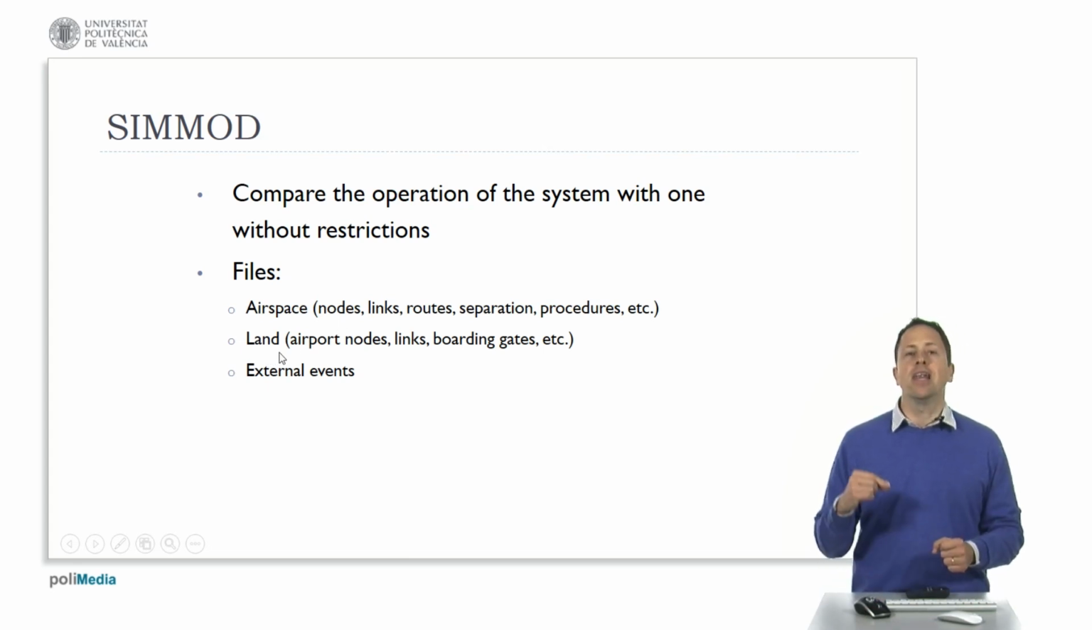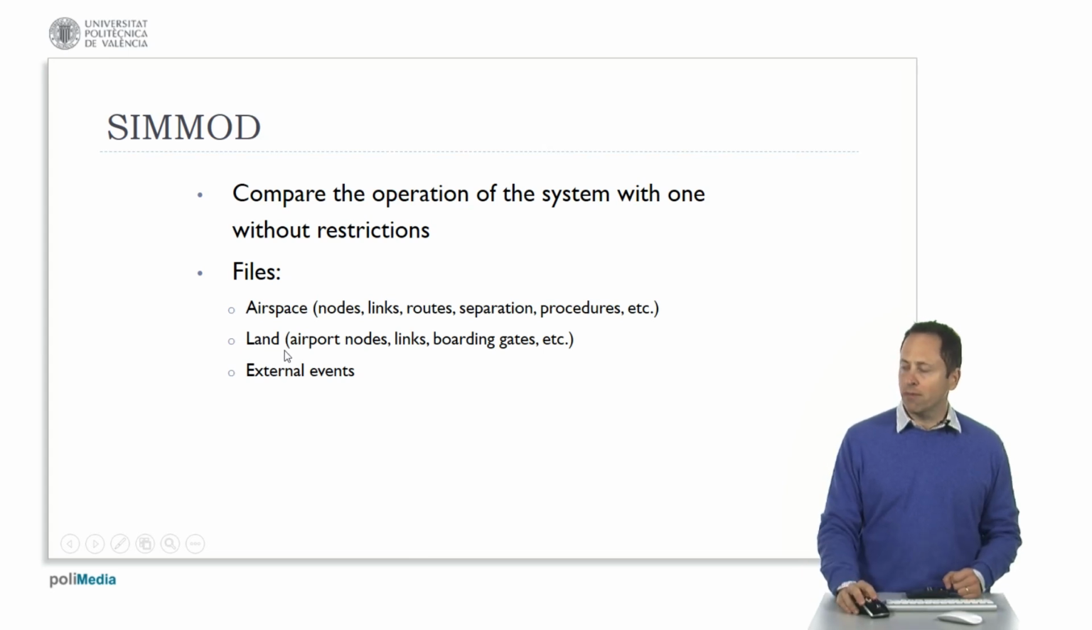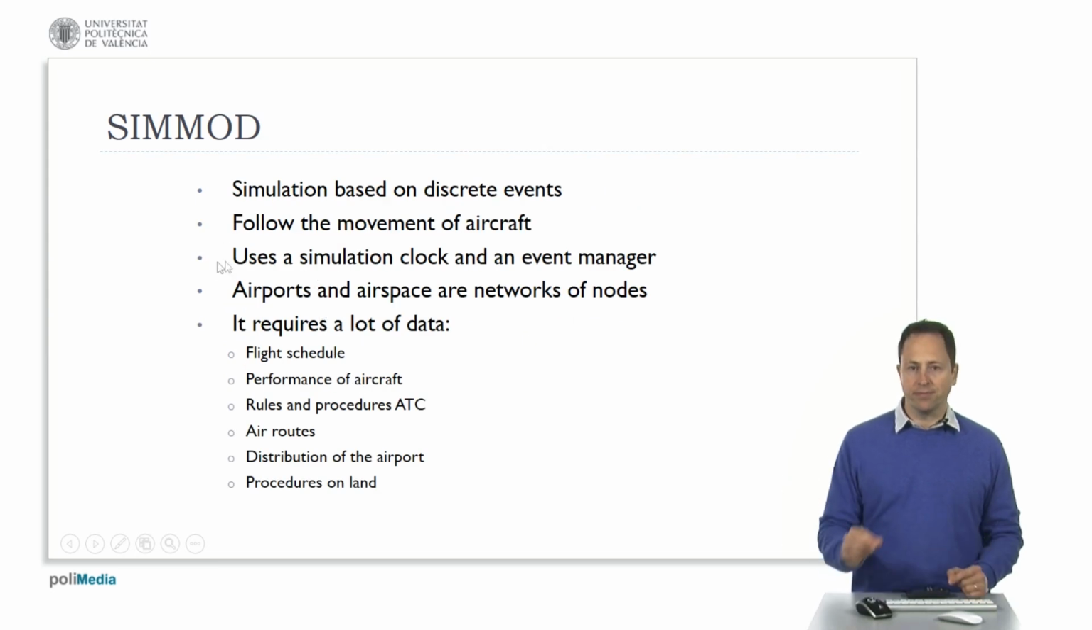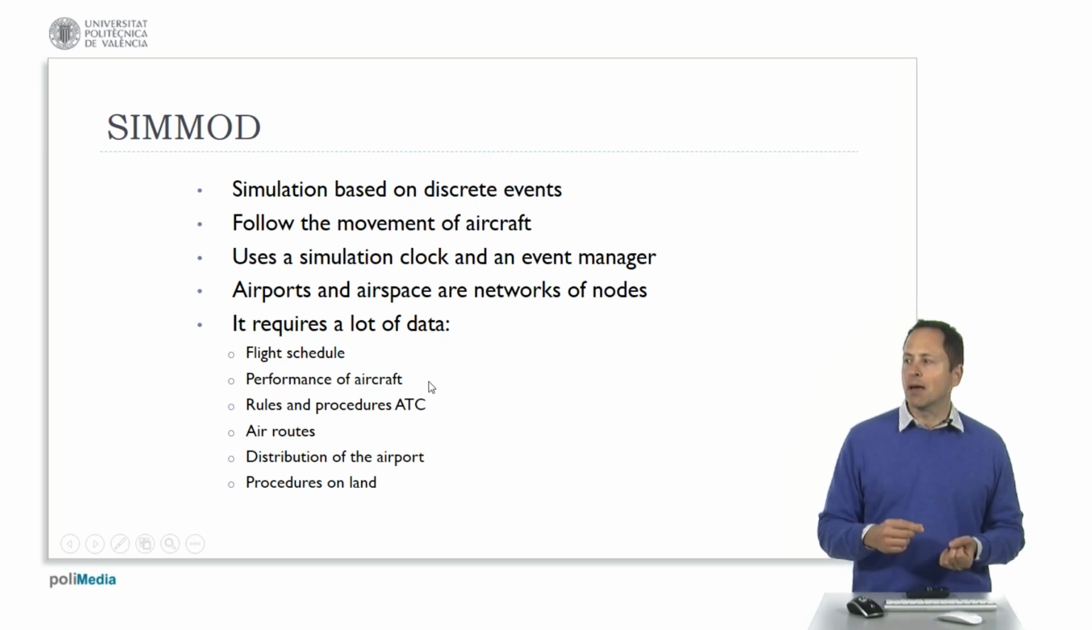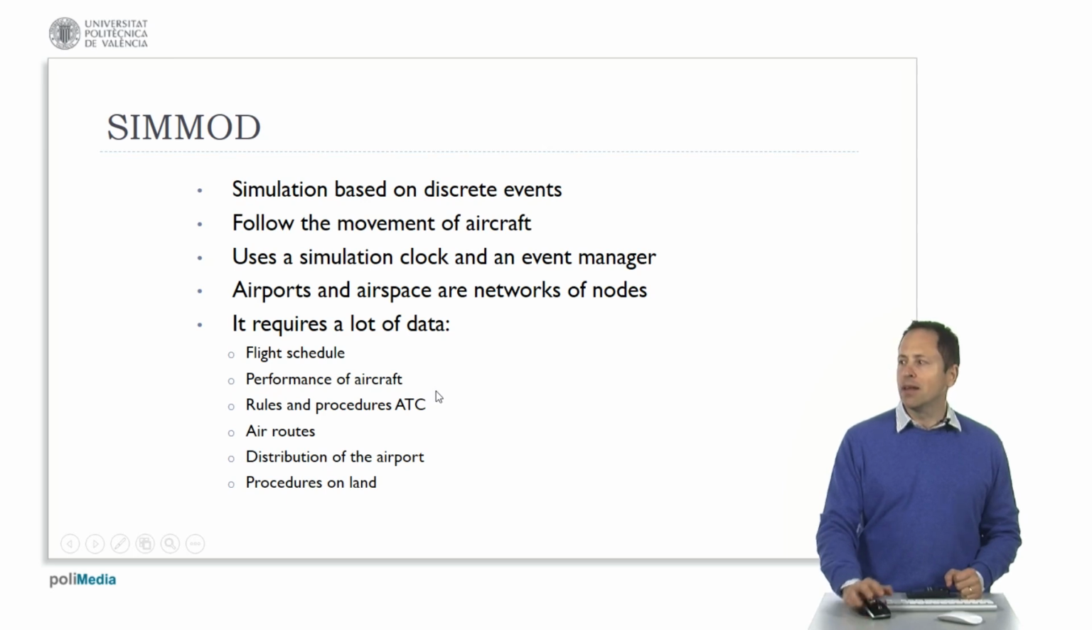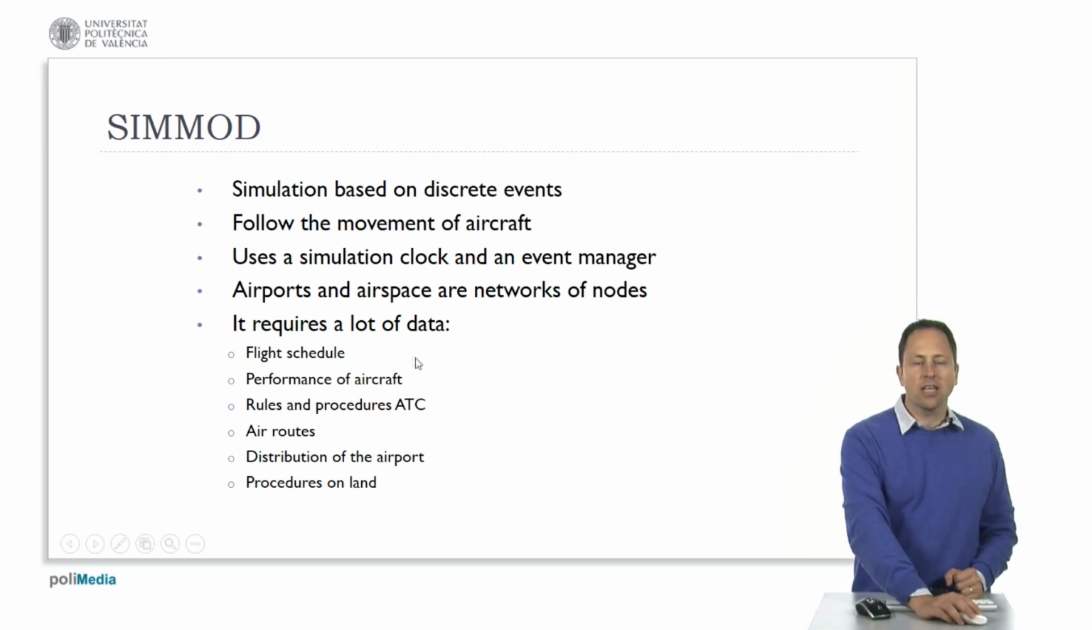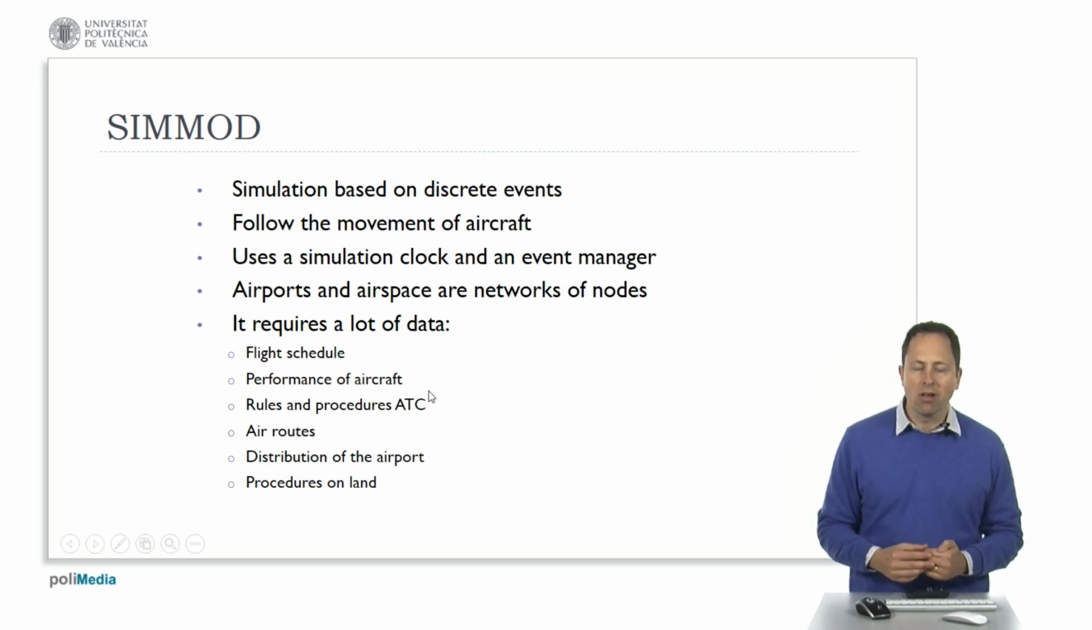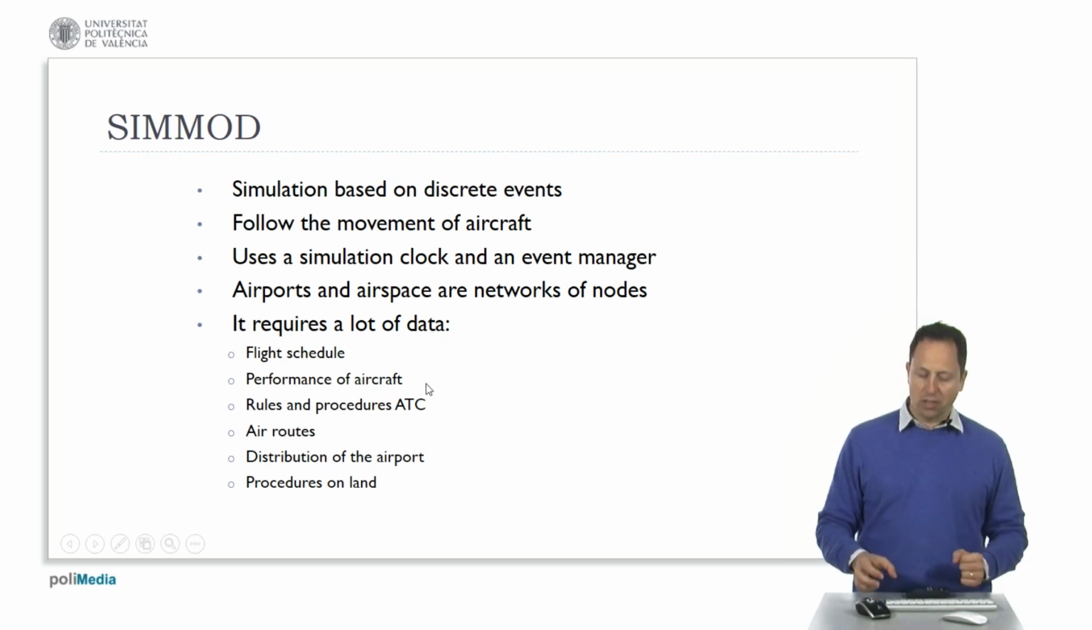Another land file with the airport nodes, boarding gates, time to attend each boarding gate. And another external events file. It is based on discrete elements and simulates the movement of the aircraft between the various nodes. For that, it uses a simulation clock and an event manager. Airports and airspace are node networks. It requires the programming of flights, aircraft flight performance, ATC rules and procedures, air routes, the distribution of the airport and land procedures. To summarize, a lot of information is needed for feeding the model. In exchange, we have a more accurate simulation.